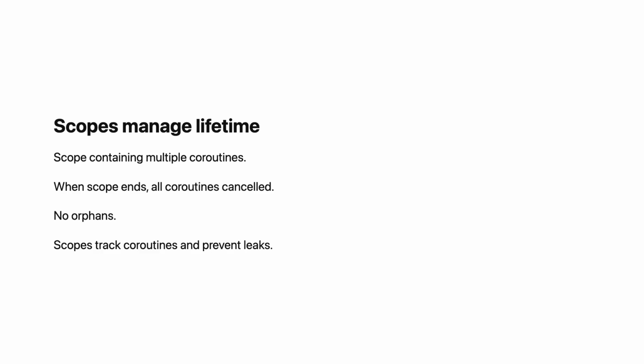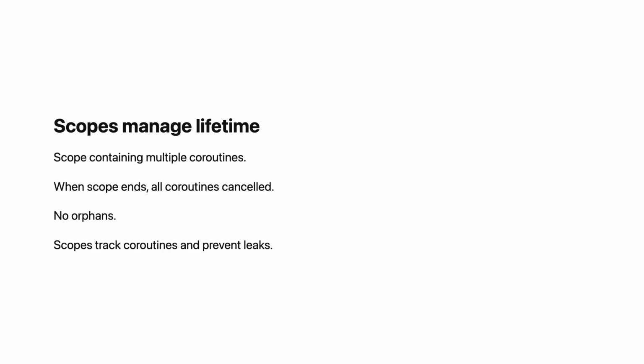Every coroutine runs in a scope. The scope tracks all coroutines launched in it. When the scope ends, its coroutines are cancelled. This is structured concurrency. You cannot launch a coroutine that outlives its scope. No orphan coroutines. runBlocking creates a scope that blocks until all its coroutines complete.